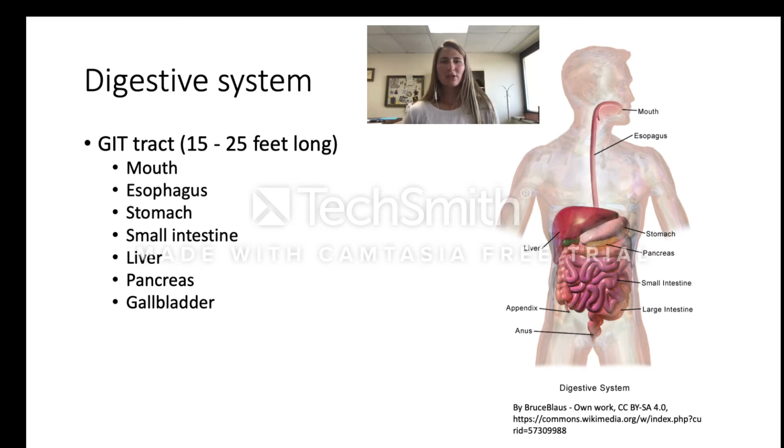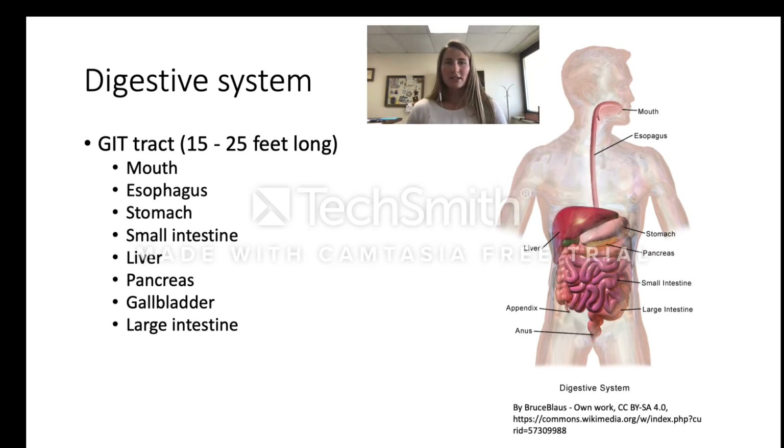Then we have the pancreas that is also associated with the small intestine. The pancreas produces enzymes that allow us to digest fats, proteins, and some carbohydrates. So the liver, pancreas, and gallbladder are accessory organs to the small intestine. Okay, now we can go back.